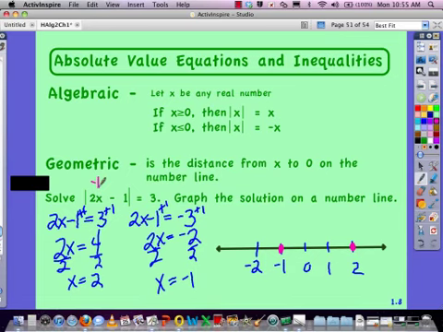And then second time, put a 2 in. 2 times 2 is 4. 4 minus 1 is 3. The absolute value of 3 equals 3. So you've found the two values that make this statement true.